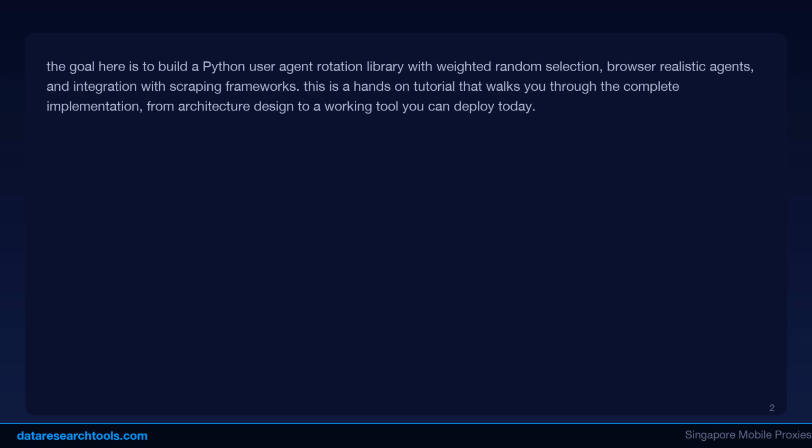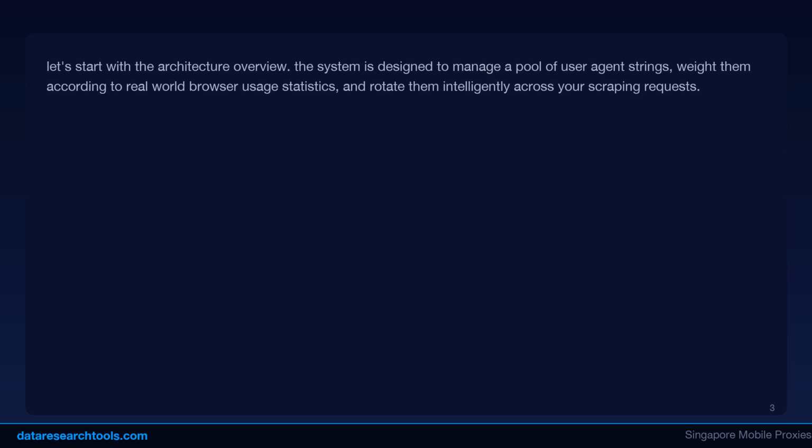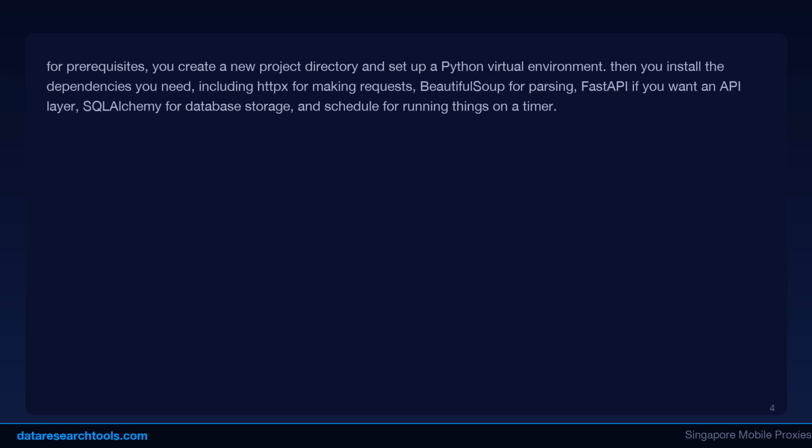Let's start with what a user agent string actually is. A user agent string is a text header that your browser or HTTP client sends with every request. It tells the server what software is making the request. A typical Chrome user agent looks something like Mozilla 5.0, followed by your operating system info and Chrome version number. The key point is that every real browser sends one, and they all look slightly different depending on the browser version, operating system, and device.